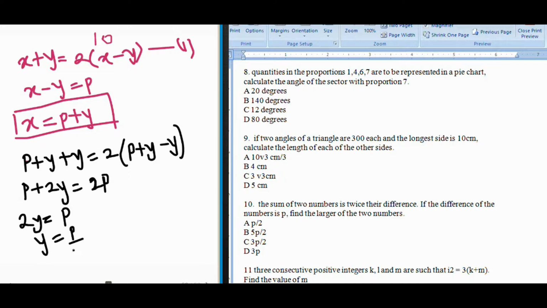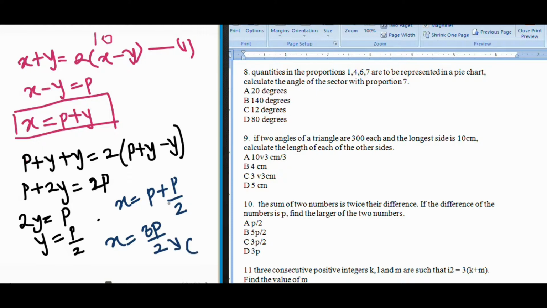P over 2. If Y is equal to P over 2, don't forget, we said that X is equal to P plus Y. Hence, our X will be equal to P plus P over 2, since Y now is P over 2. So, hence, our X will be equal to 3P over 2. Okay? And that will give us option C.